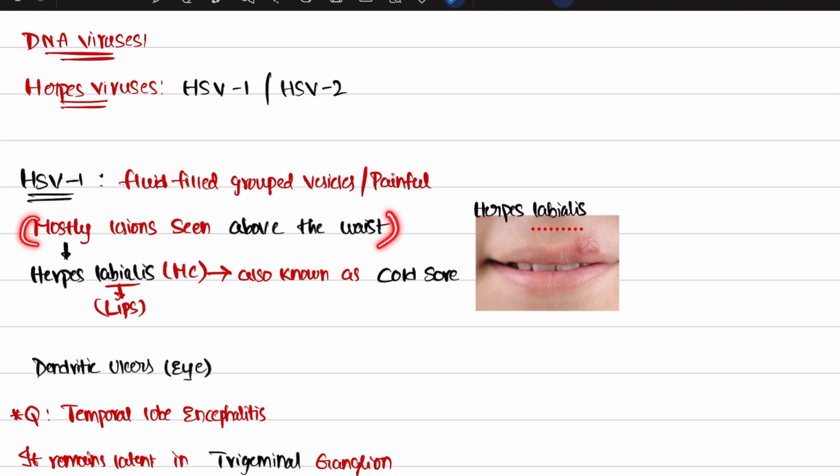Let's first try to elaborate what kind of lesion it is. So first, this lesion is fluid filled, okay, grouped. These vesicles are grouped, okay, and these vesicles are painful, and most lesions are seen above the waist. This is the hint, okay. These lesions are seen above the waist. Maybe you can expect them at the face or at your own body above the waist, okay. And the most common lesion is herpes labialis. It is seen at the lips.